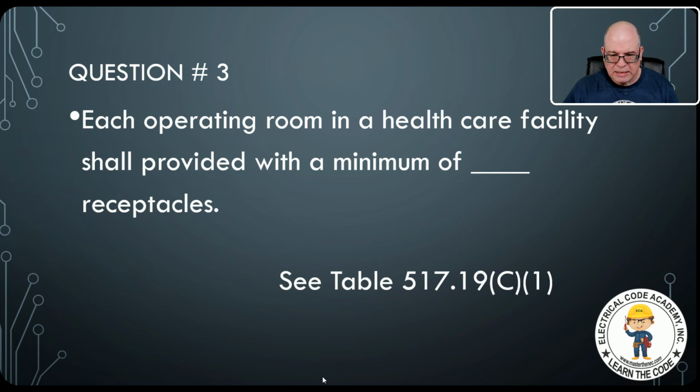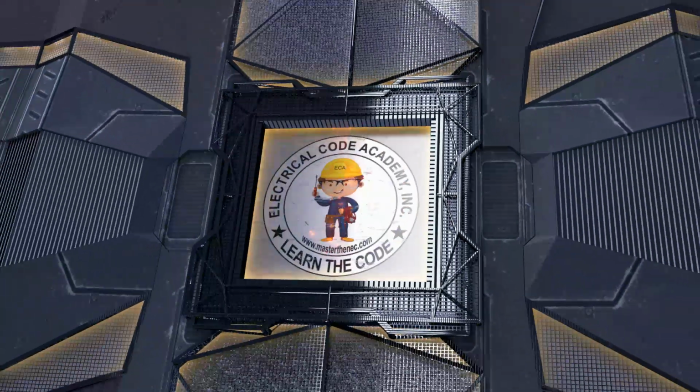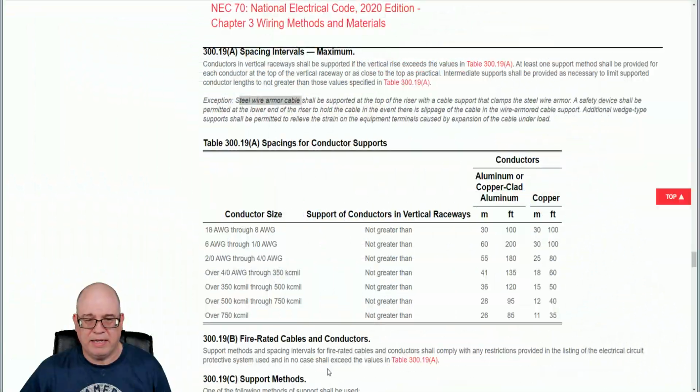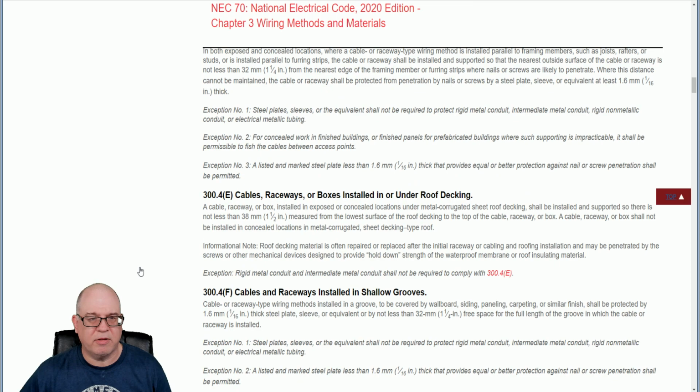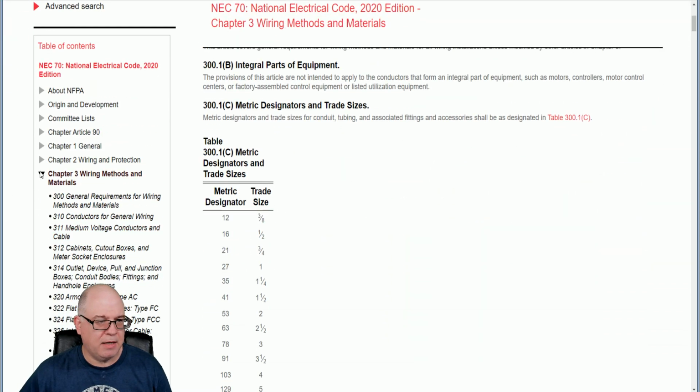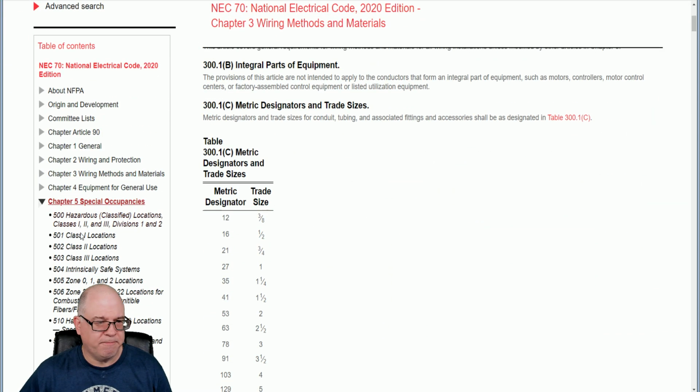All right, so let's go over to the NEC and look under 517.19C1 and see what it is that we have to do. Oops, I'm sorry about that. I keep opening the wrong thing on my end. So let's go to the top. And I'm going to go to 517.